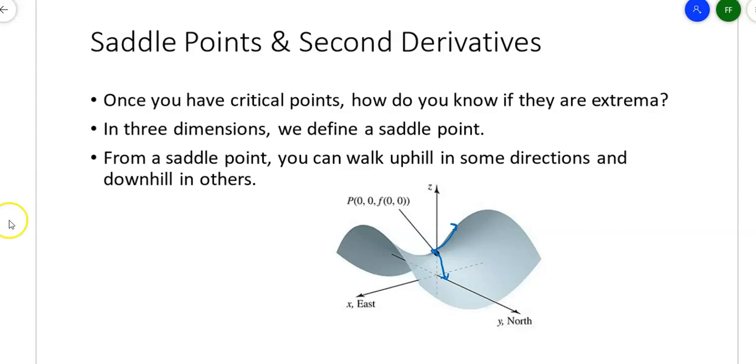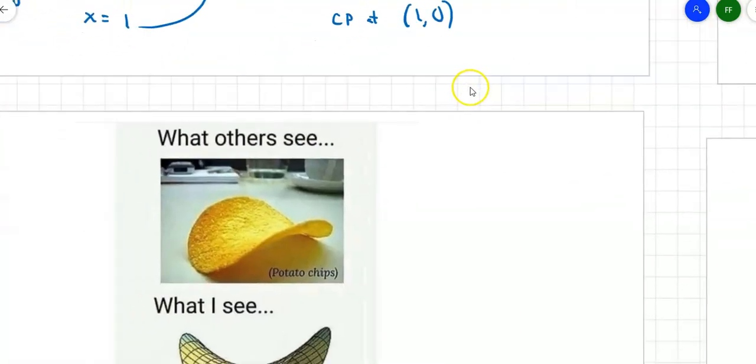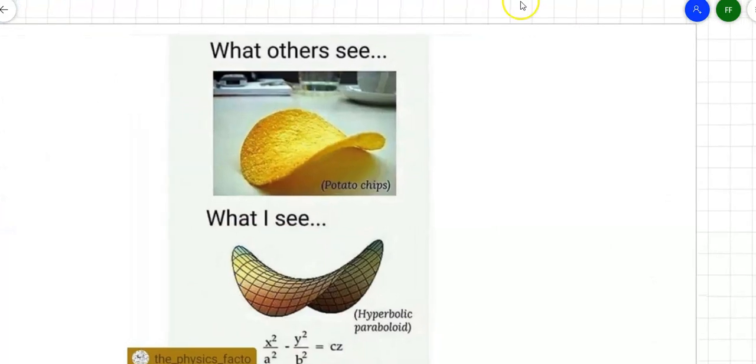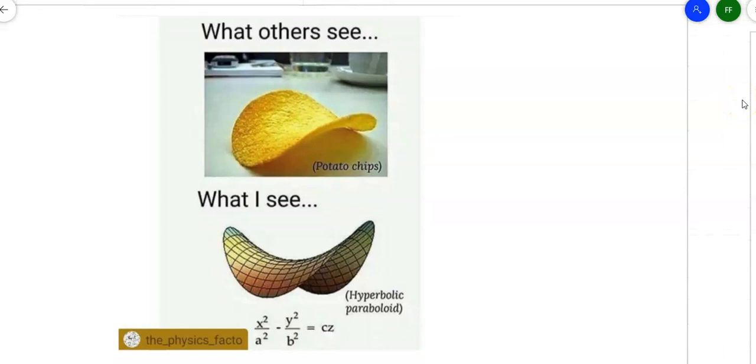Now, when you go to take second derivatives, I put this in here because you'll see this in the PowerPoint. A student sent this to me last year when we were working on these saddle points. And so here is your little laugh for the day. What others see and what I see. You can pause this to appreciate the beauty. I'm going to move on.